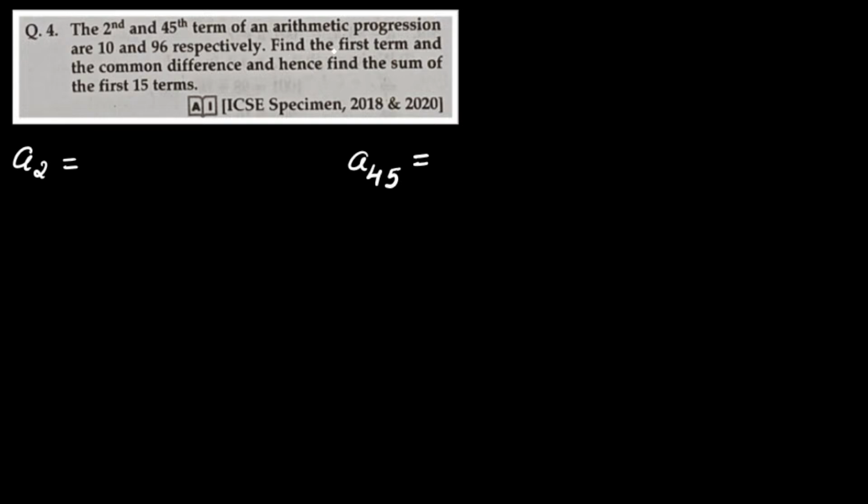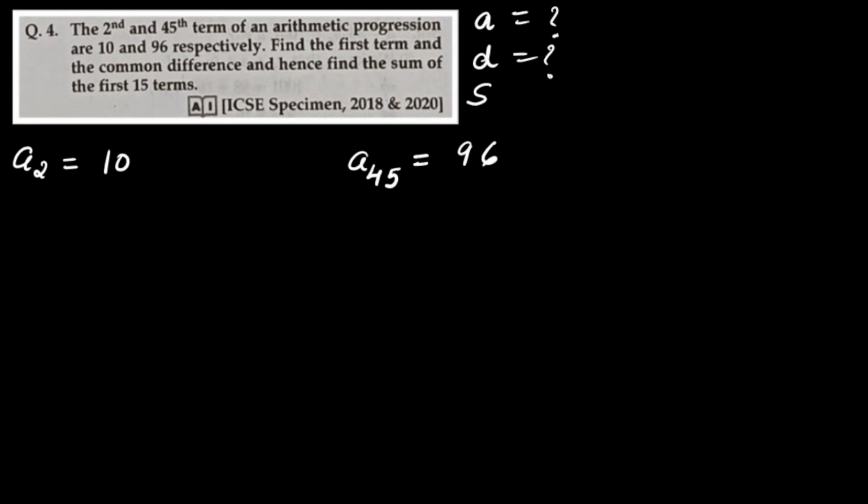A2 and A45 are given to us. The second term and 45th term of an arithmetic progression are 10 and 96 respectively, which means 10 is the second term and 96 is the 45th term. This type of question we have done earlier also, and the same concept we will use now. We have to find the first term, small a, and the common difference, small d, and the sum of first 15 terms.